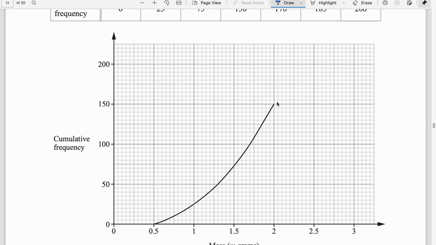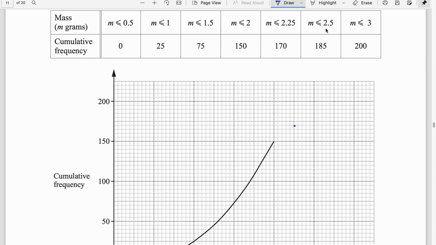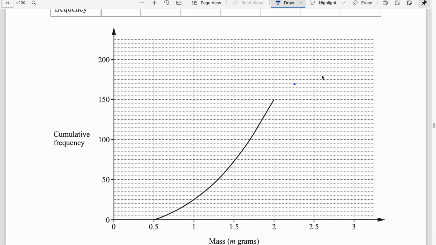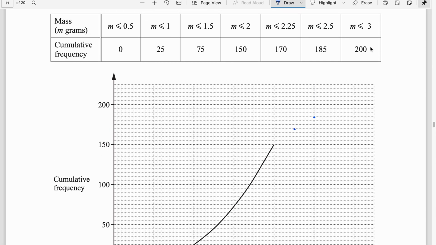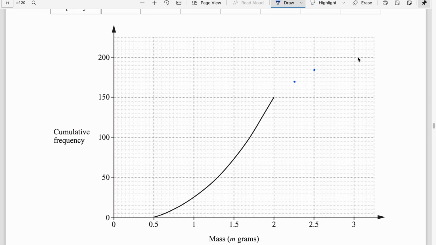50 divided by 10, one of it is 5, so 60 and 70. At 2.25, this is 170. At 2.5, this is 185. 60, 70, 80, this is 85. And at 3, that is 200.